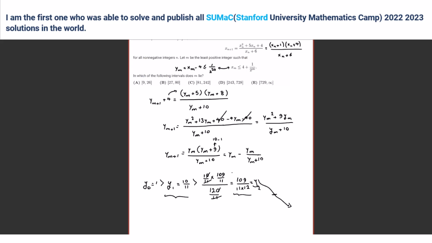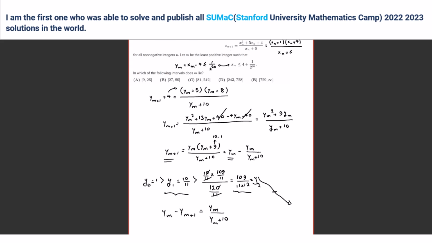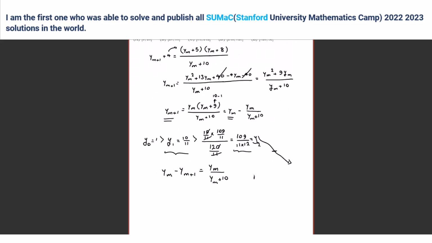The growth rate, or here the decrease rate, is what? Here, as you can see, we can subtract ym plus 1 minus ym. Because it is decreasing, let's say ym minus ym plus 1 is equal to ym over ym plus 10, right? So it is, for example, 1 to this one. When we go from 1 to 10, 11, the difference is 1 over 11, right? Unlike this. So you can find the difference is around what?